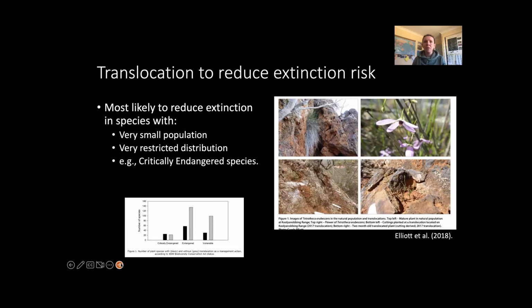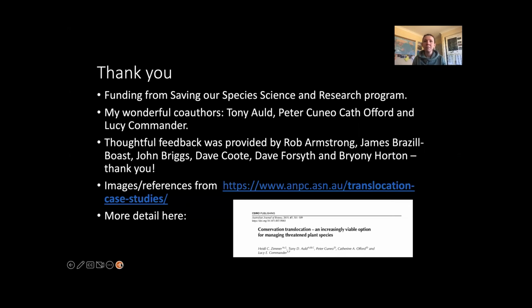So what are the key messages? Translocation is most likely to reduce extinction risk in species that have very small population sizes or very restricted distributions. And you're doing this by ensuring all your eggs aren't in one basket.